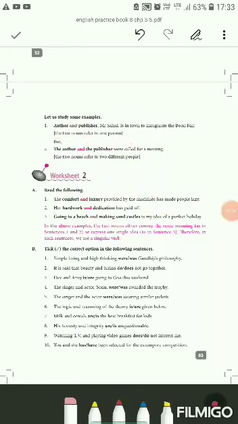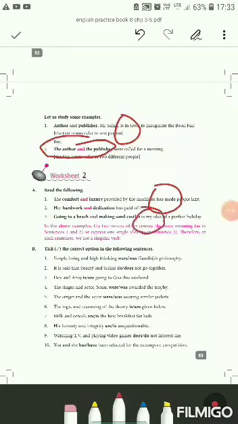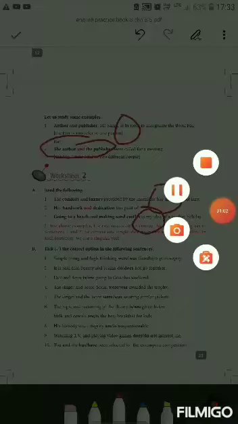Then next one is sentence number 3. Going to a beach and making sand castles is my idea of a perfect holiday. Here going to a beach and making sand castles is expressing only one idea, a single idea, so use the singular verb is. Right. Now part B, tick the correct option in the following sentences.